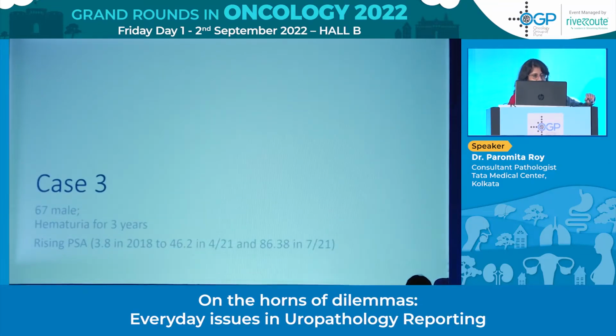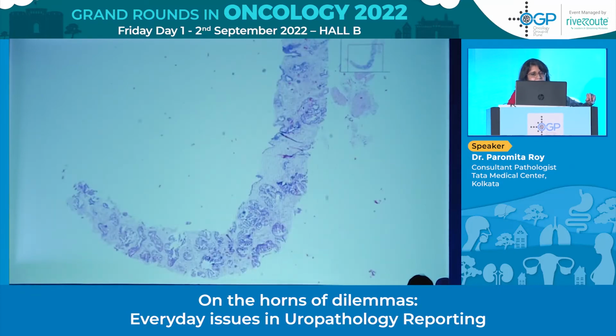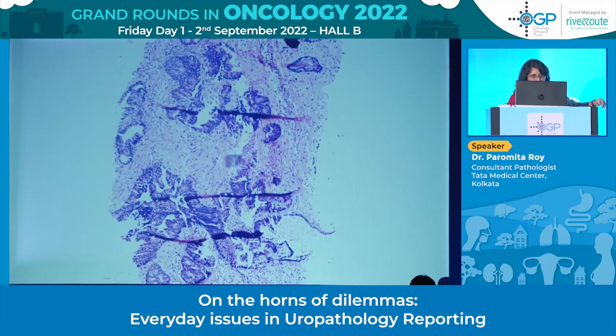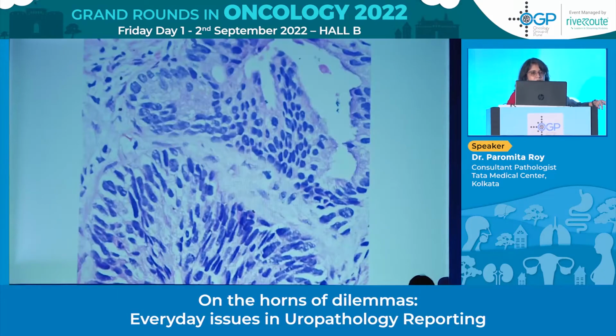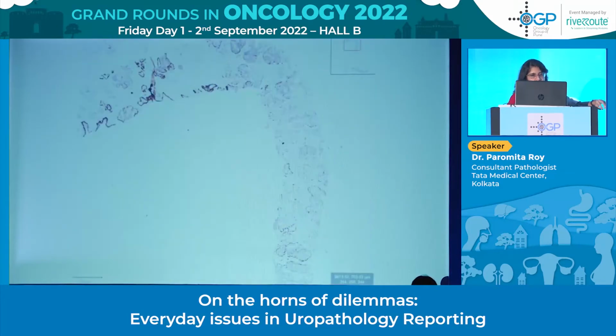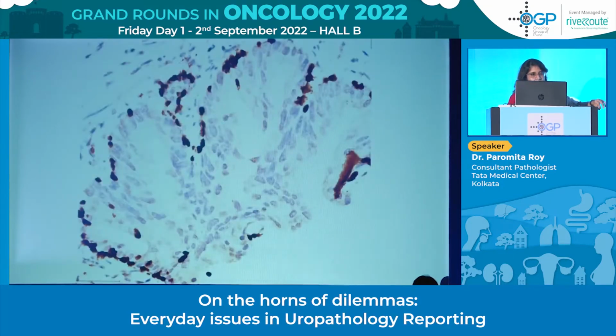The third case was a 67-year-old male with hematuria and rising PSA. It was quite high. The PSA was 46 to start with, and then it increased to 78, and this is the core biopsy. Very busy slide, proliferated glands, multi-layered, some cribriforming. Even at this power we can appreciate high NC ratio, cribriform. Atypical nuclei, prominent nucleoli, and this is the IHC with P63 well maintained in the basal layer.